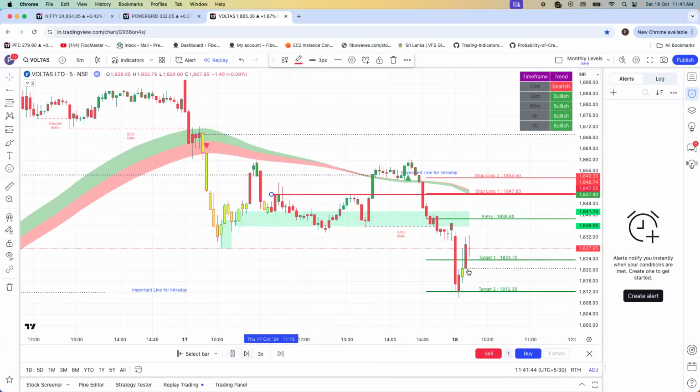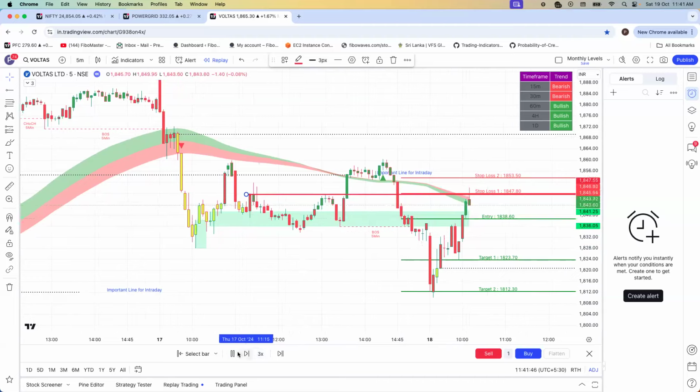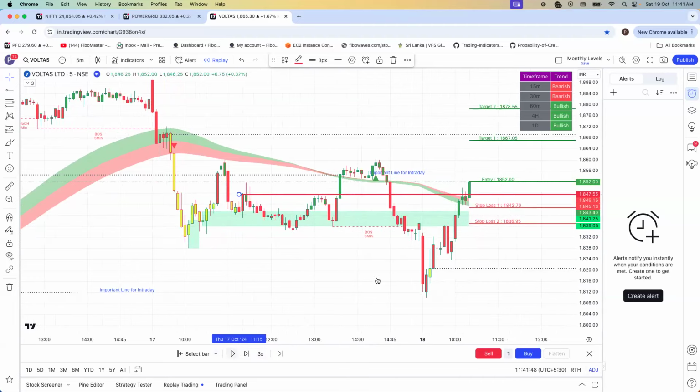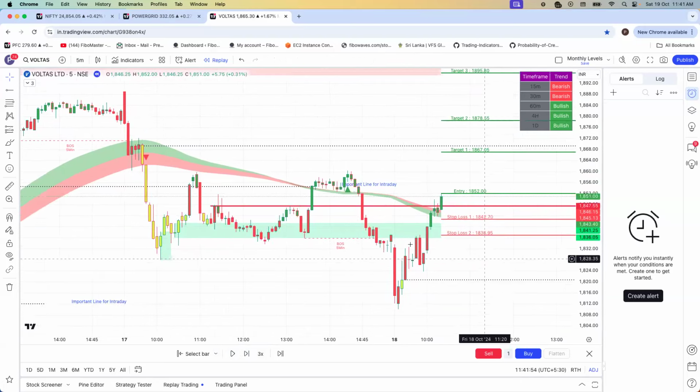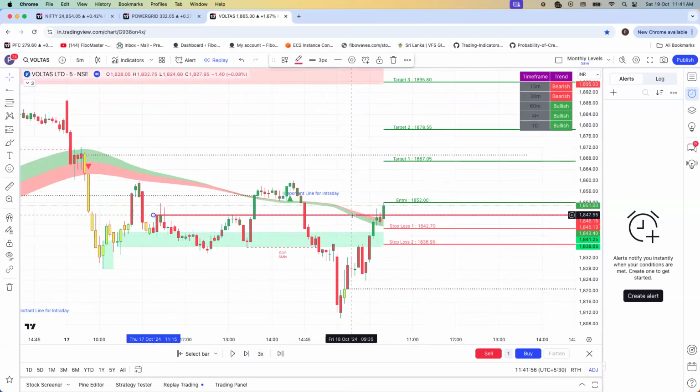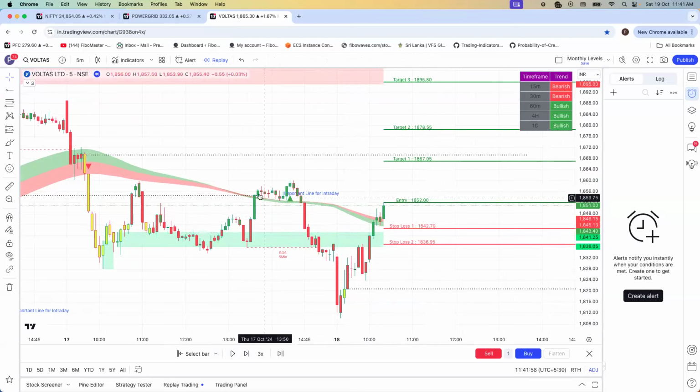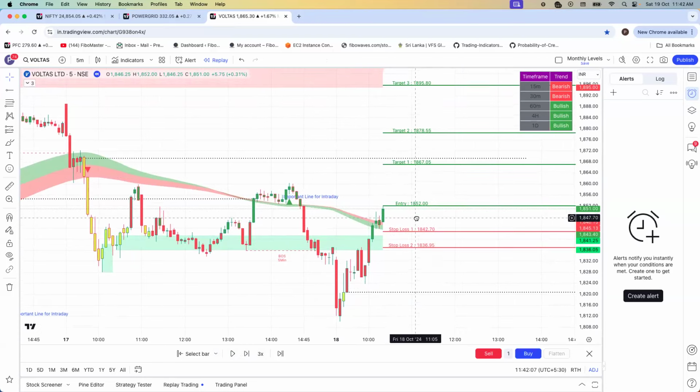After that, what really happened is it went and hit the target. See, this is the first target it hit. Then it went and hit the second target also. And after hitting the target, it crossed the line. See here, it crossed the trend, correct? It crossed the cloud. Yes or no? Here it crossed and you got an entry here. So, this is the target.